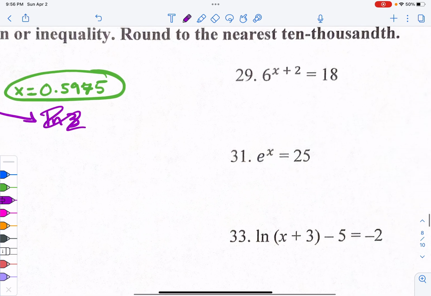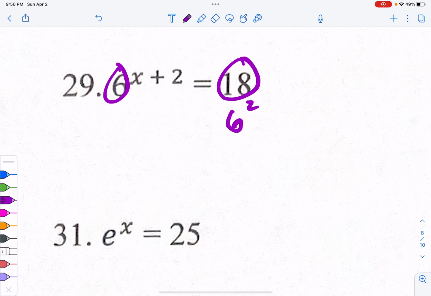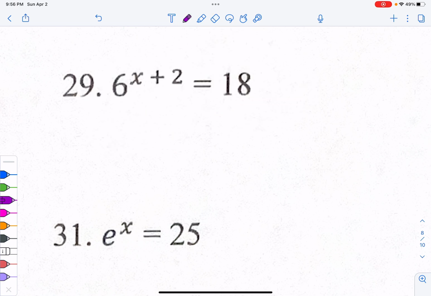All right, moving on to 29. Here we go. 6 and 18. If I can make those the same base, like if I can write this number as 6 squared and this as 6 to the power of x plus 2, then I could just set these two equal to each other. But 18 is not 6 squared or 6 cubed or anything like that.